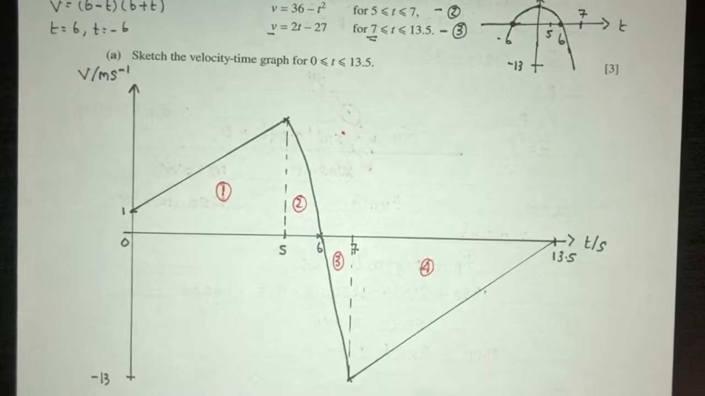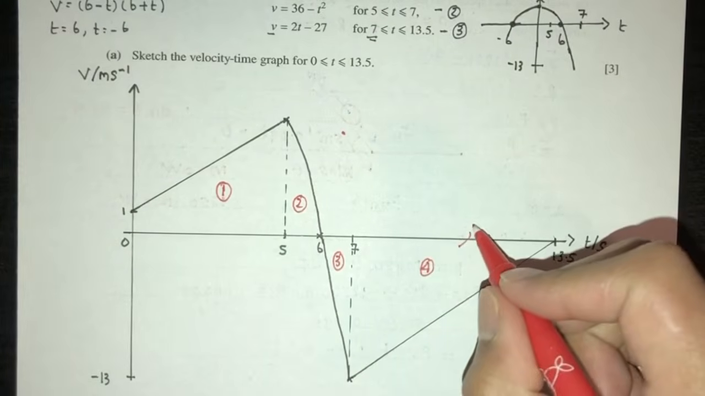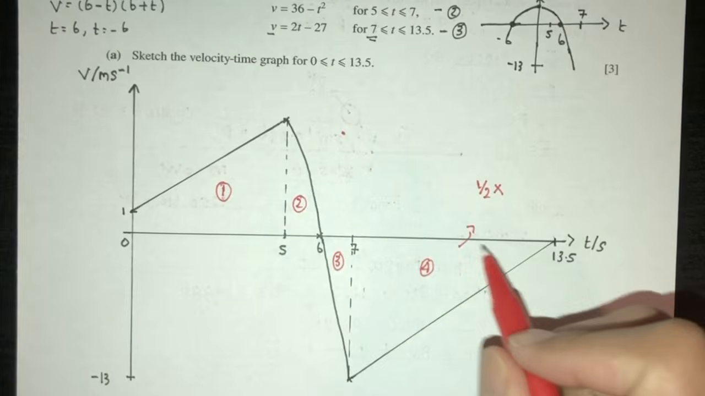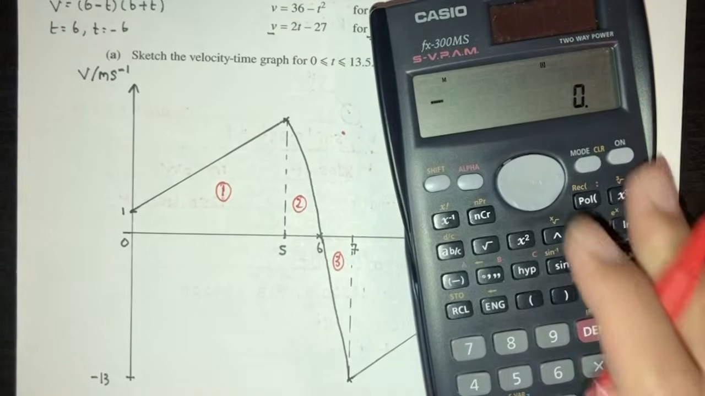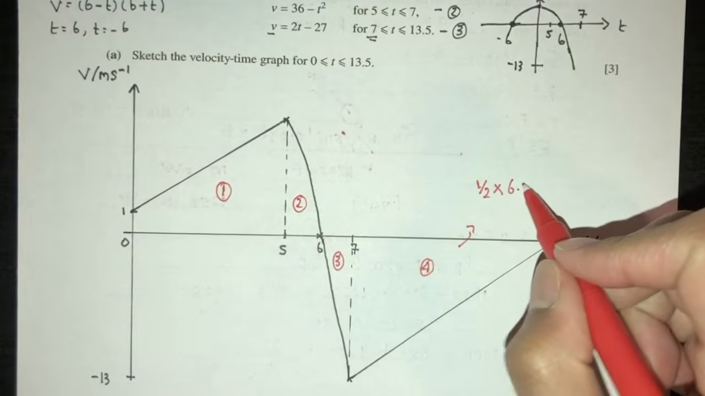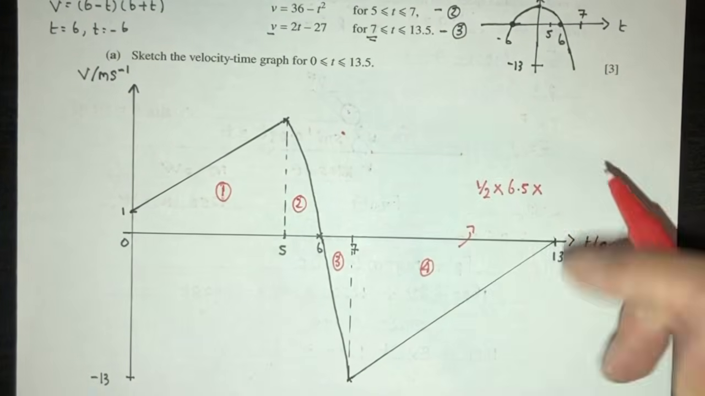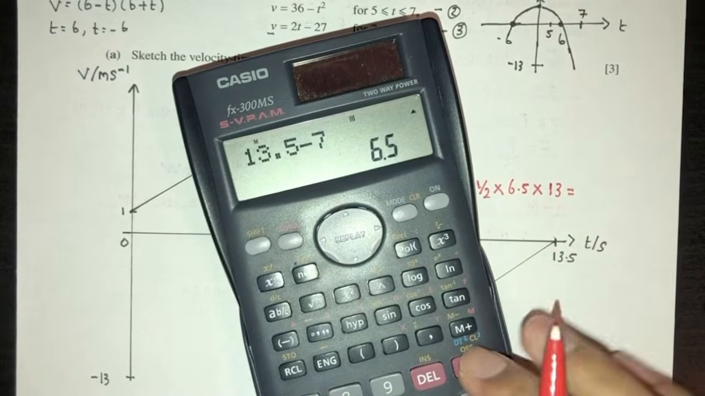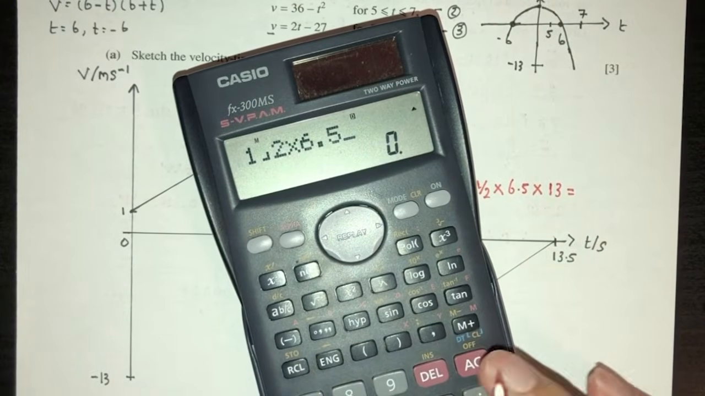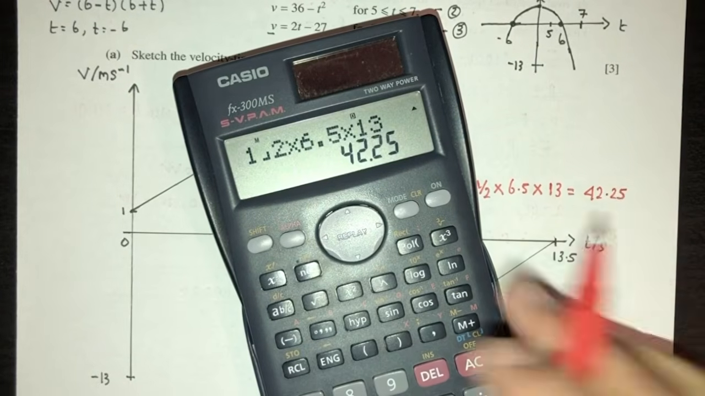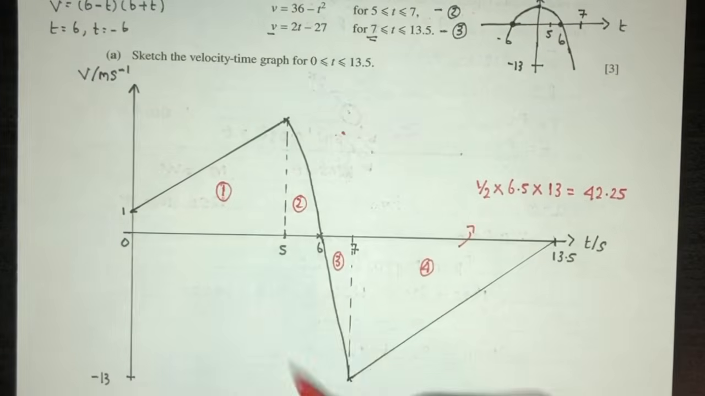As you can see, this one is a triangle, so we can find that: half times base. The base is 13.5 minus 7, that will be 6.5, and the height is 13. That will be the area of number 4. So half times 6.5 times 13, that will be 42.25.